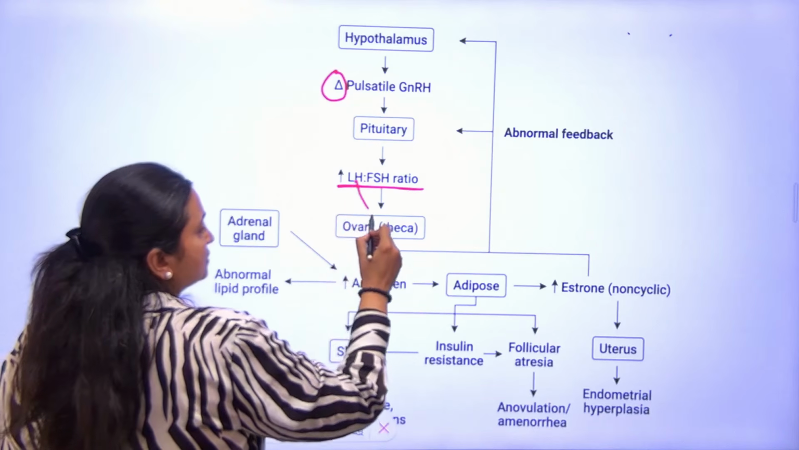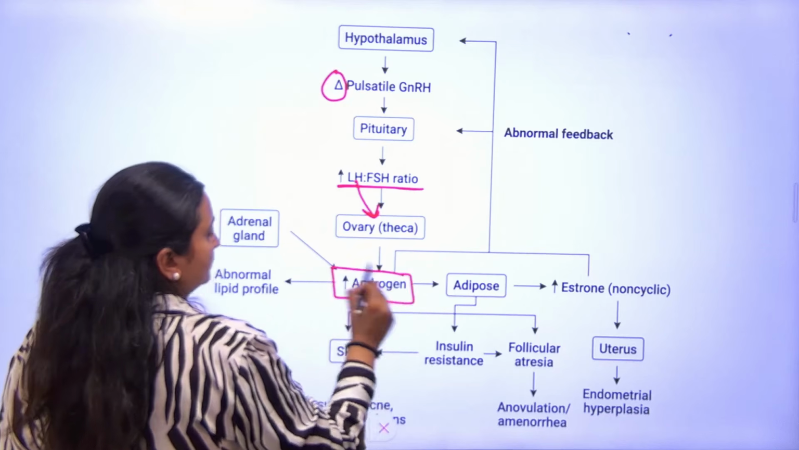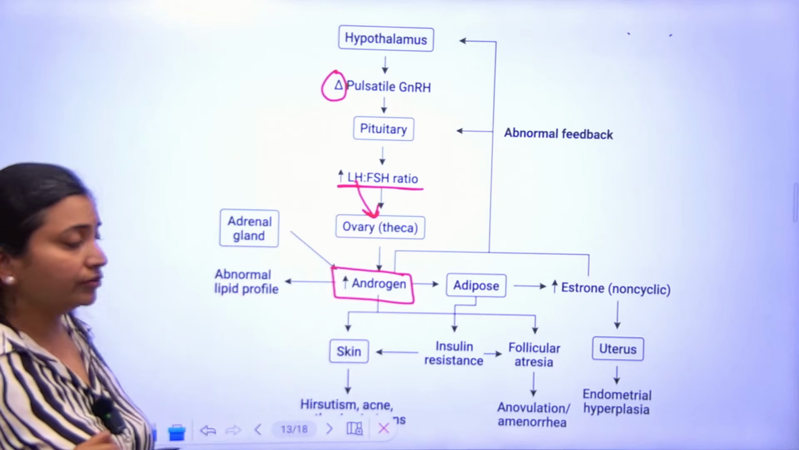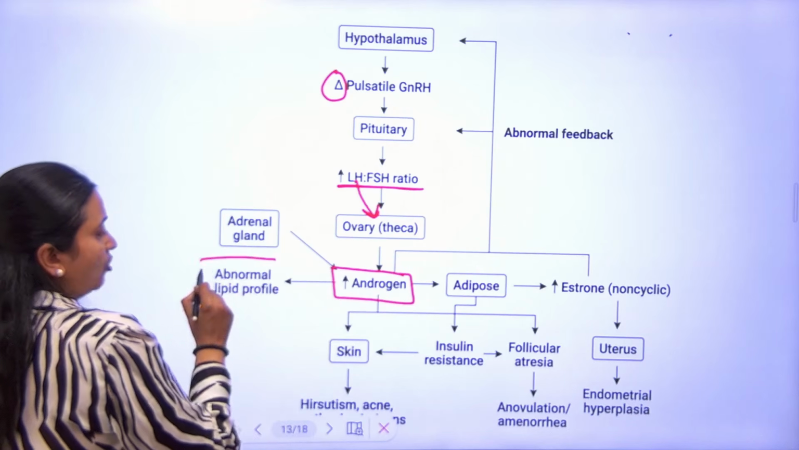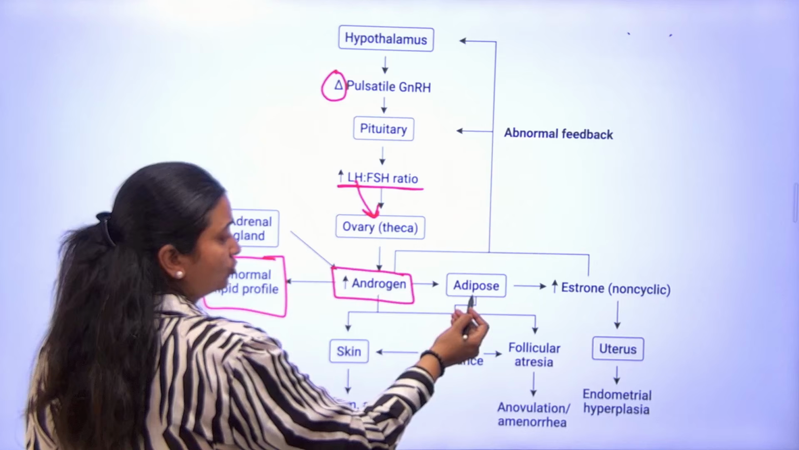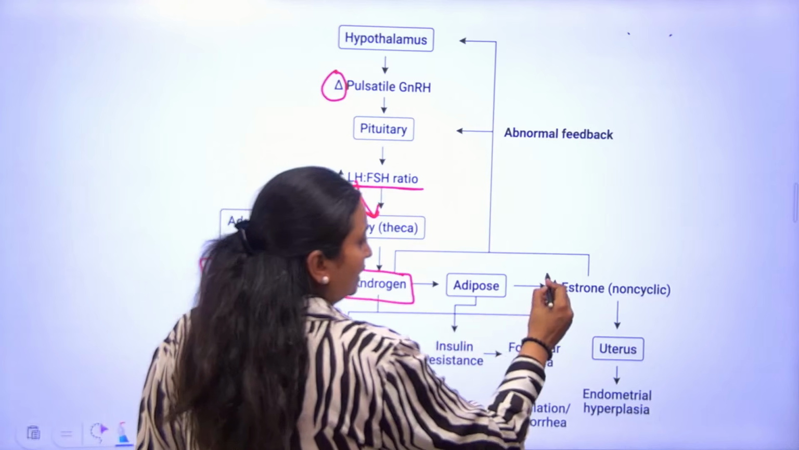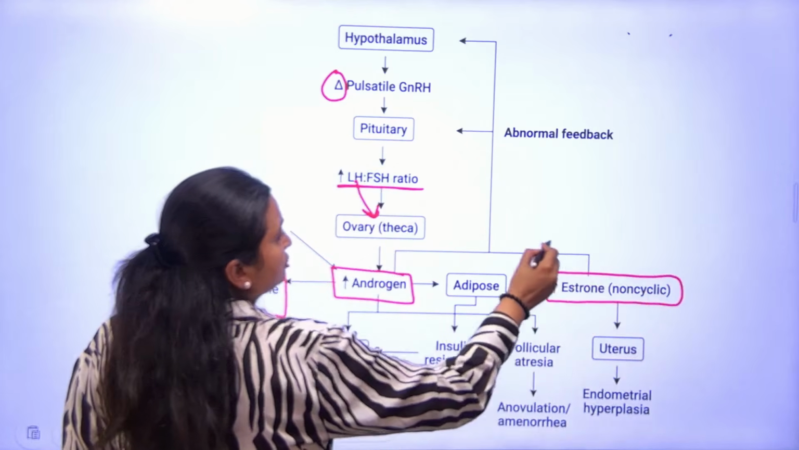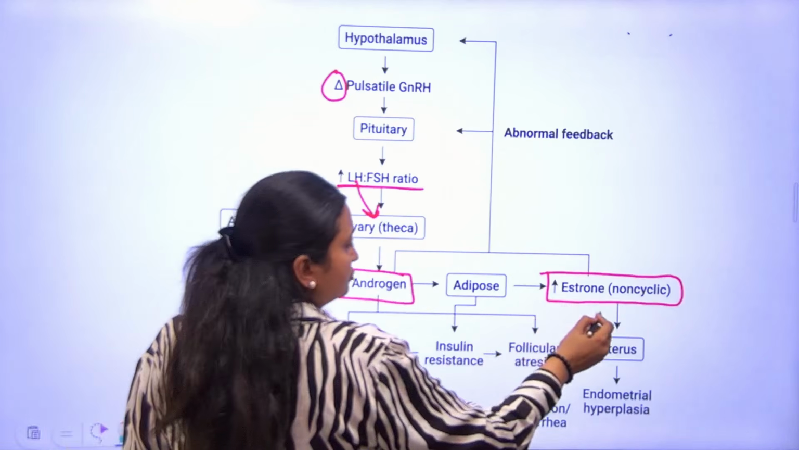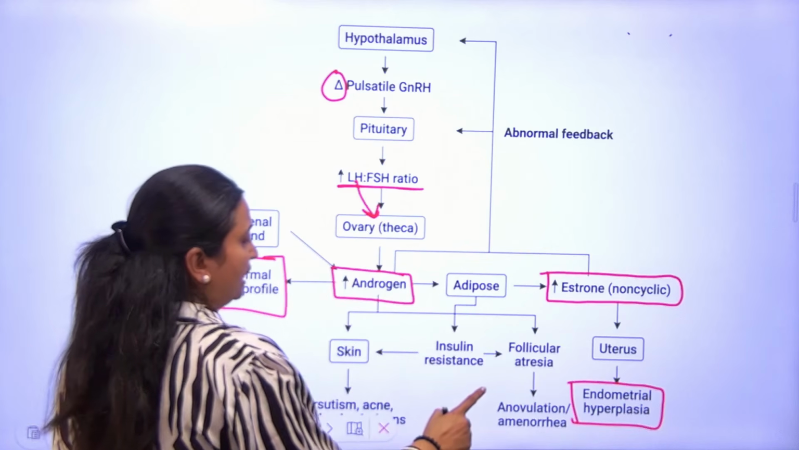Now this LH is working on the ovarian theca cells to produce more and more androgens. The adrenal gland is also giving some androgen, but mainly it is coming from the ovary now. This androgen causes abnormal lipid profile, which I have told earlier. It causes an increase in adipose tissue, and in adipose tissue, the stromal cells, there is increased conversion to estrone. And this is a non-cyclical increase which causes an abnormal feedback on pituitary and hypothalamus, causing anovulation. And this estrone working on the uterus causes endometrial hyperplasia. So the change in the uterus is endometrial hyperplasia.